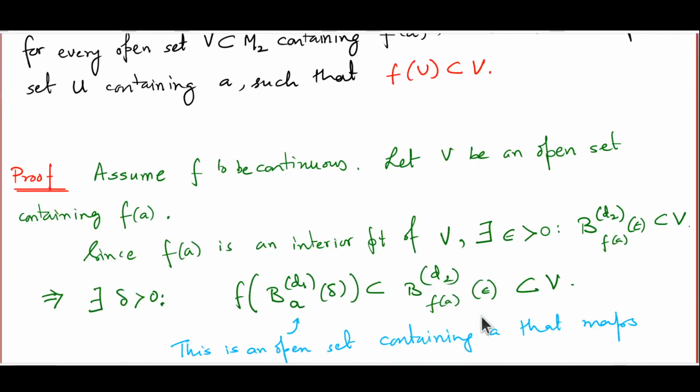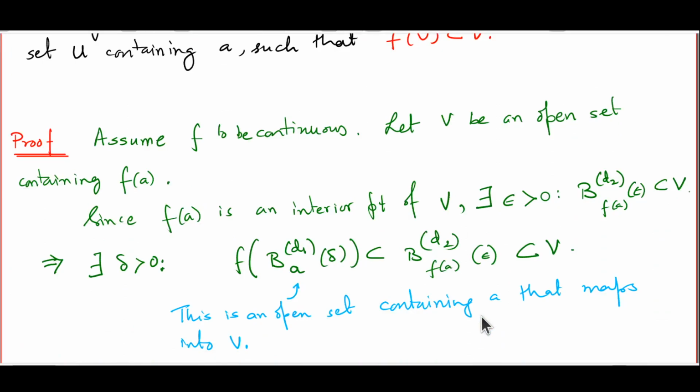In the first part of the proof, we are going to assume f is continuous. In other words, we are going to assume that f satisfies the epsilon-delta definition of continuity that we have already stated. Now, we start with V, which is an open set containing f(a), a neighborhood of f(a).